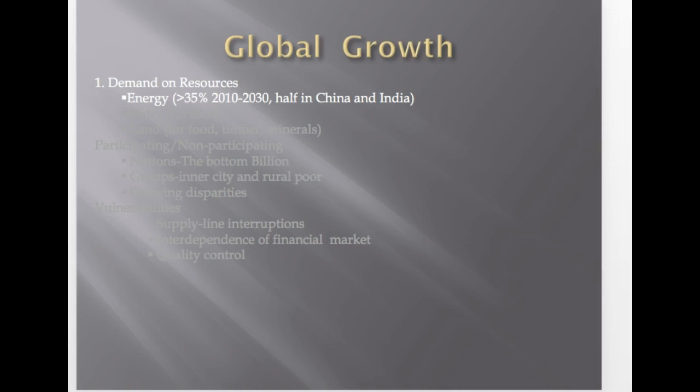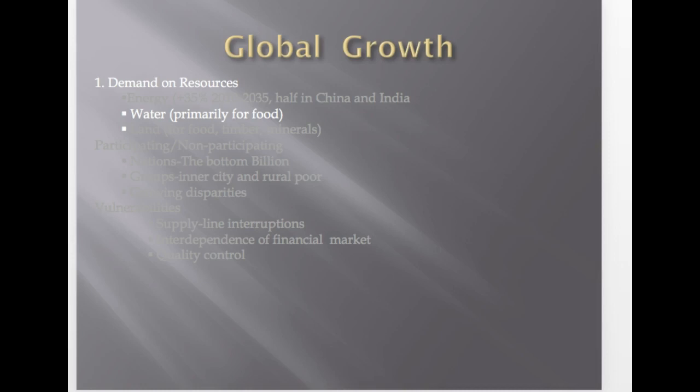Of that demand for energy, half of that 30% increase is found in China and India. There's also a demand for water. Primarily for agriculture, there's a huge increased demand on water, for rice, for agriculture, and for better food and more meat.